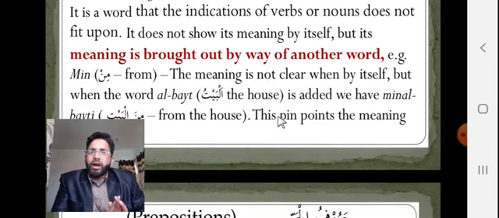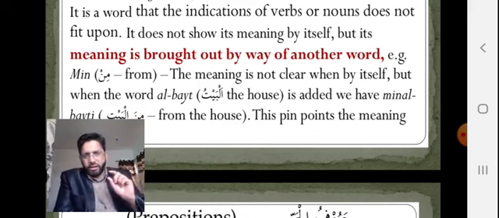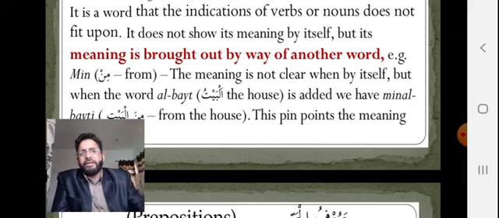The meaning is not clear when we use it separately, but when the word is added to another noun, then it gives some meaning. So preposition, in short, we can say that this is the third kind of a kalima, but we do not understand the clear meaning of this preposition, this harf, unless and until we add it, we relate it towards another noun. Suppose if I say min, which means from, we don't understand anything clear out of it.